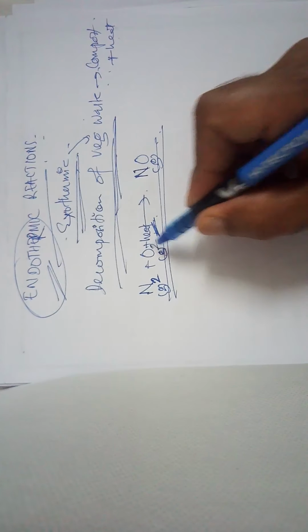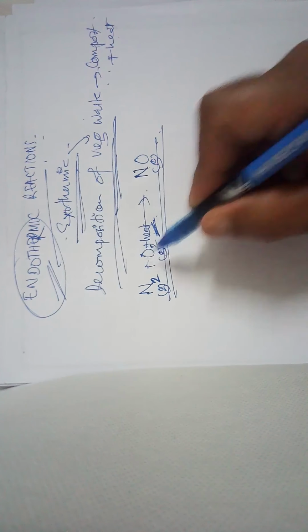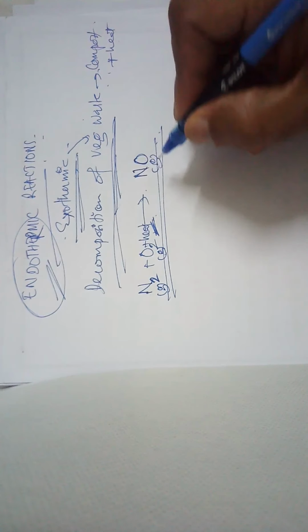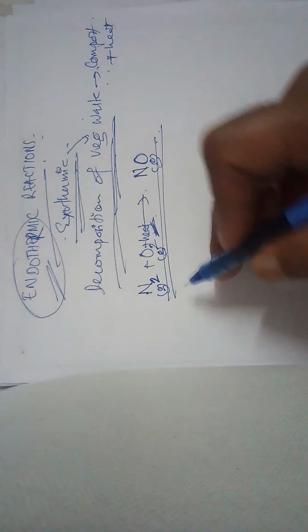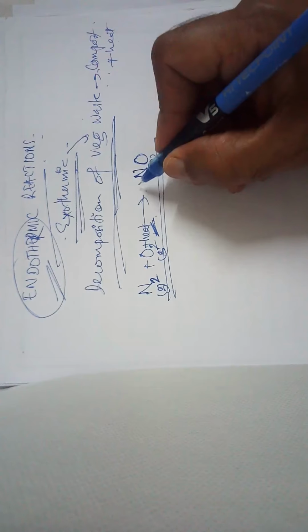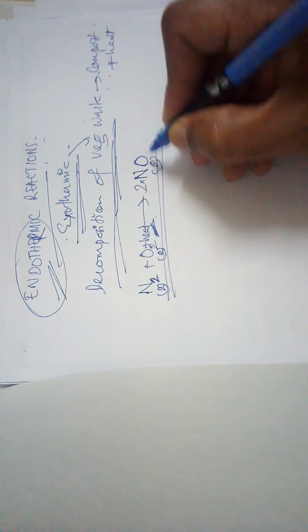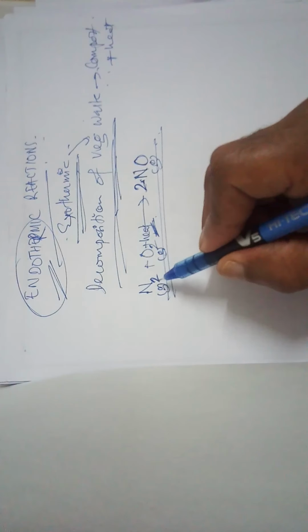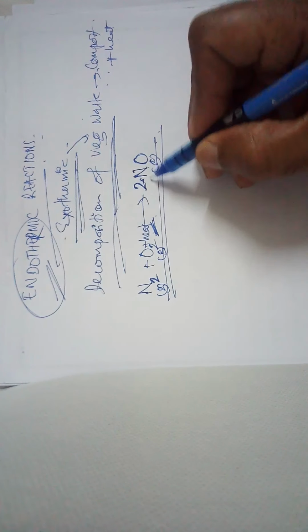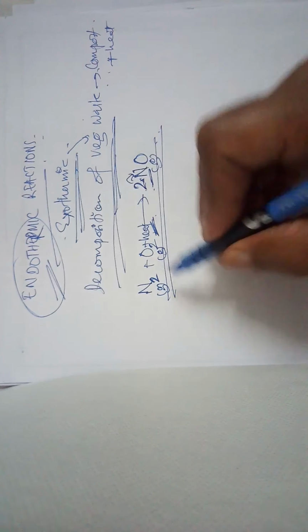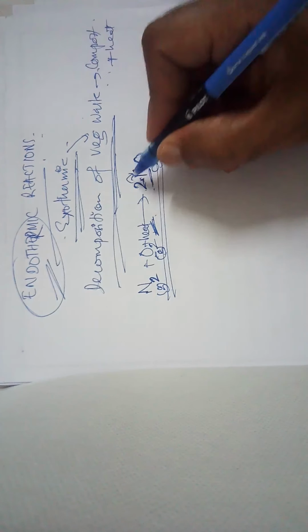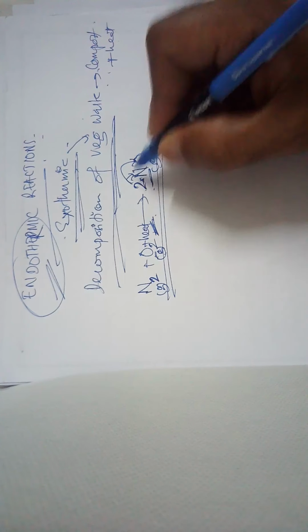Now take the condition of oxygen here. 2 oxygen atoms are present on the reactant side and only 1 on the product side. Now you have to take 2 NO. Put 2 here on the product side. Now on the reactant side there are 2 nitrogen atoms, and here also 2 nitrogen atoms. And for oxygen, on the reactant side it is 2, and 2 on the product side also. So it is a balanced equation.